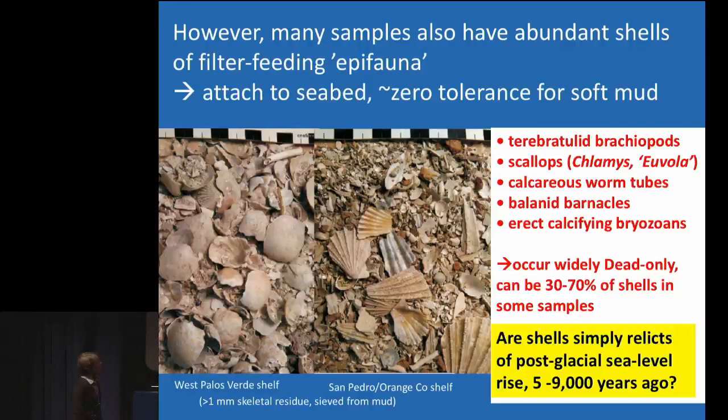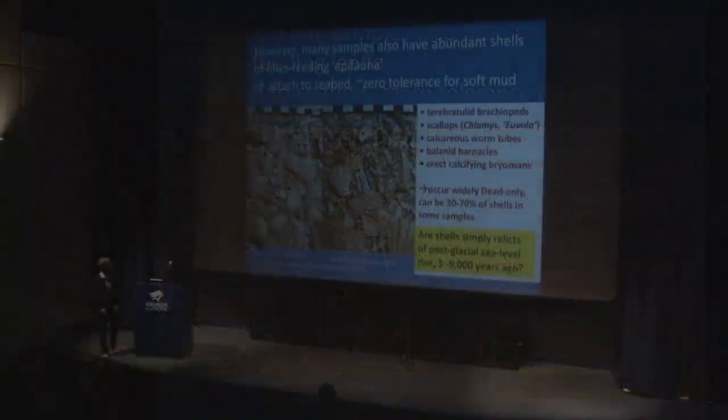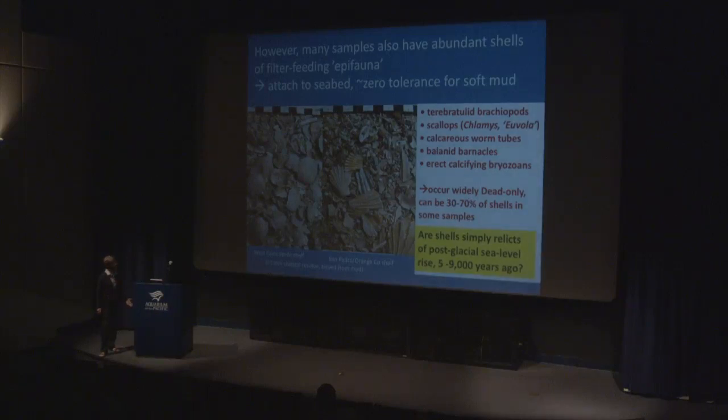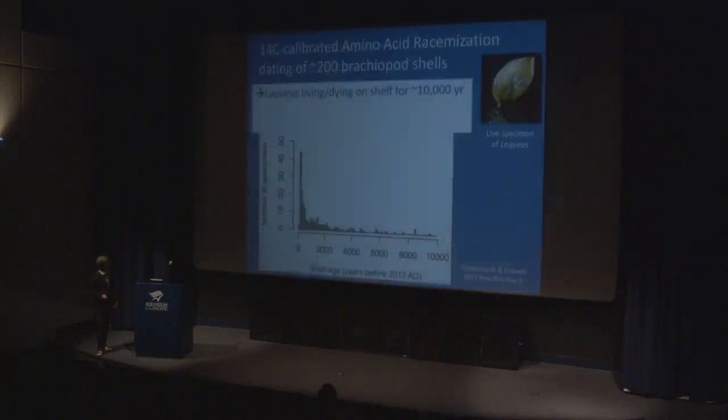And our first guess was that, well, these things, this entire community of epifauna filter feeders, never sampled alive and made absolutely no sense for the mud, that they must be relics from when sea level was lower and just rising, which is commonly characterized by what we call sediment starvation. When sea level is first beginning to rise, very little sediment usually comes out to the shelf. And you commonly will have sort of shell gravelly conditions that would have favored these organisms. So we started looking at this.